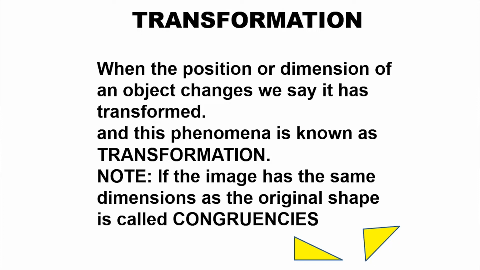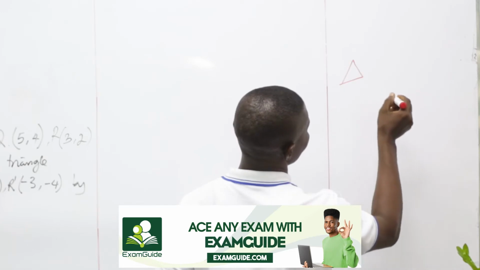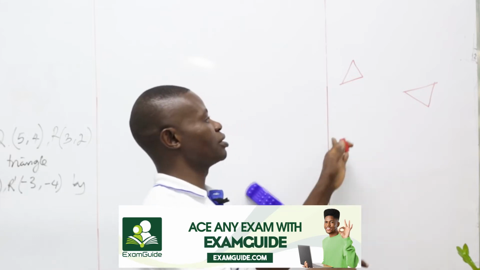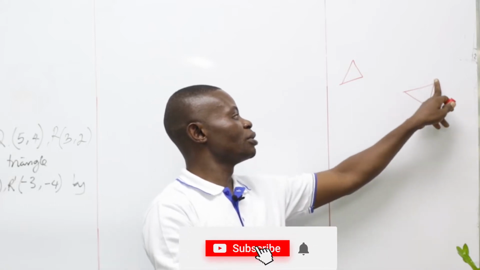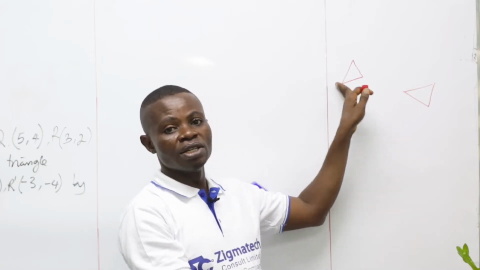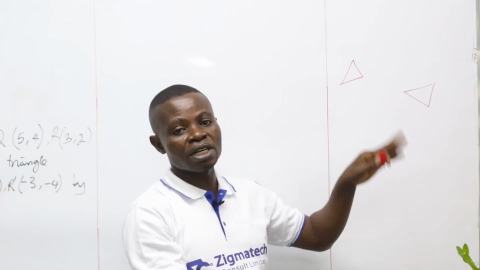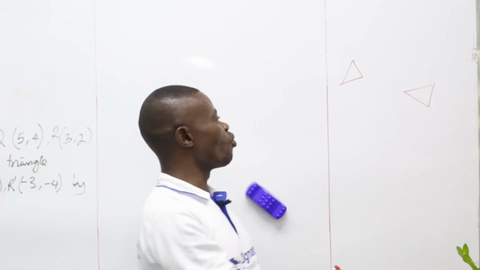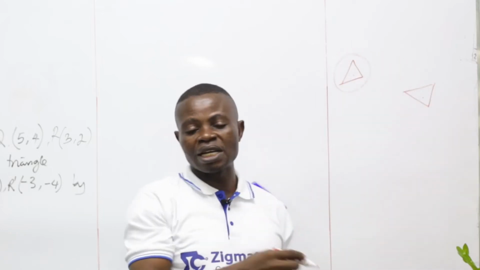Look at this triangle. First triangle, let's say this is a triangle. That comes this way. You can see it's the same triangle, it's just that it has been transformed. The shape, the dimension are the same, meaning there is no change in its size. That is what you call congruencies. But transformation itself is dealing with the dimension and the position of the object. When this triangle, the former position was here, it has been moved to this place, meaning it has been transformed.